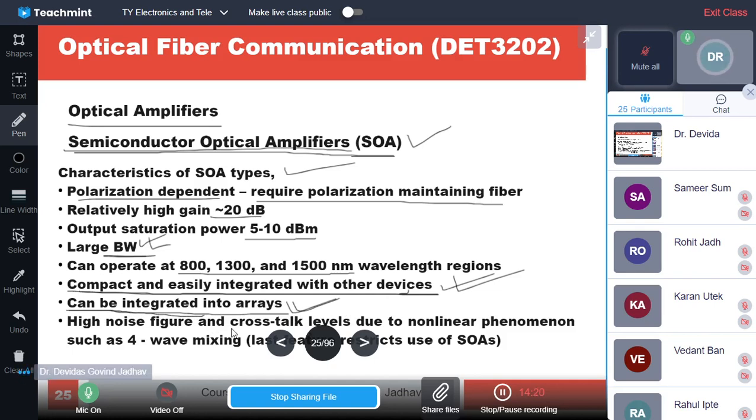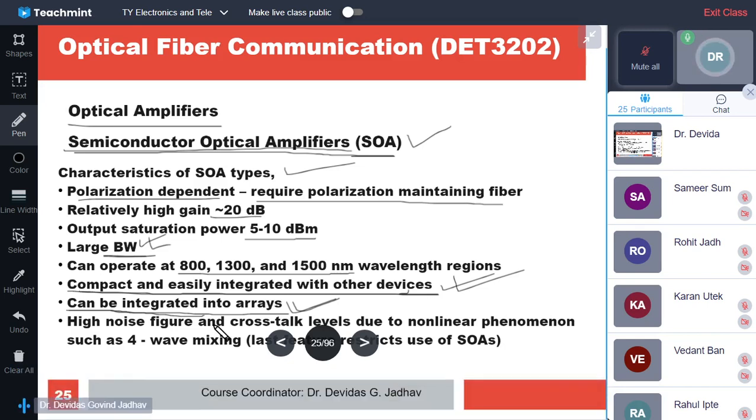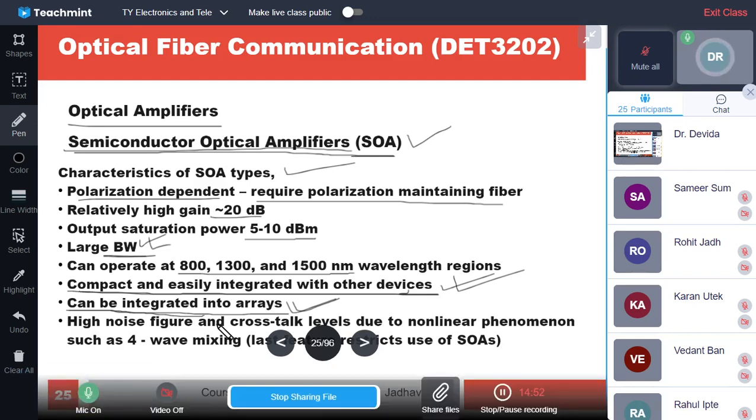If multiple channels are there, multiple fibers are there, so it can be integrated into arrays. High noise figure is achieved. Signal to noise ratio and noise figure are the measuring parameters for noise introduced in the signals. Noise figure is higher means it is better. Signal to noise ratio is higher means it is better. Noise is less. High noise figure can be achieved.